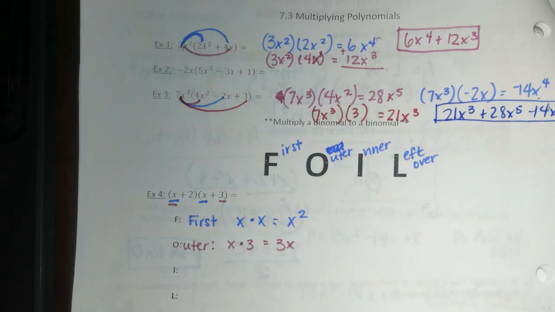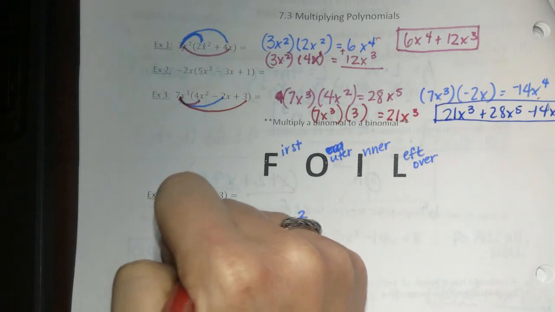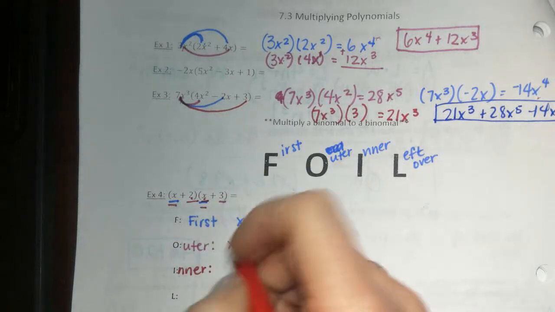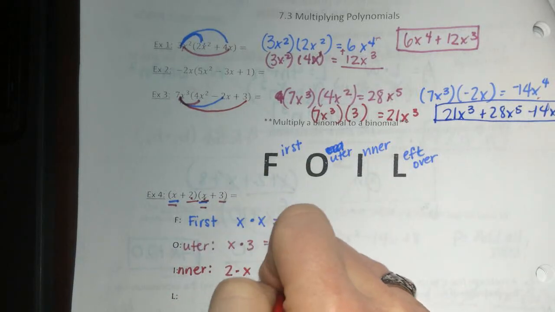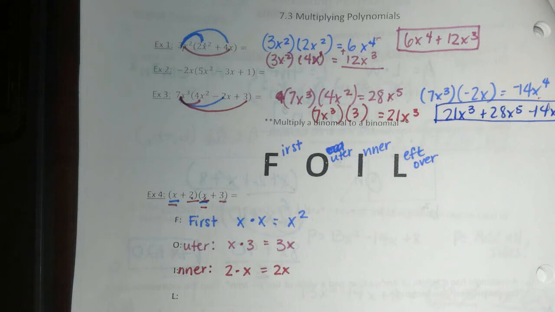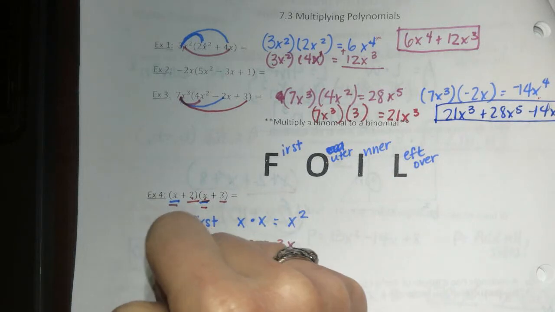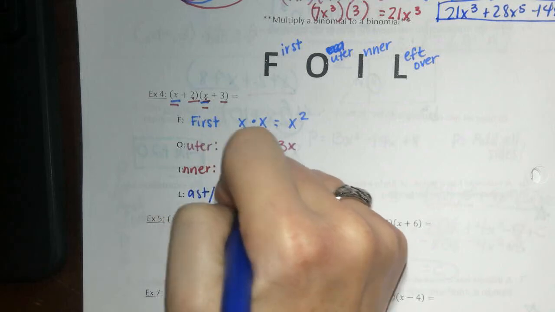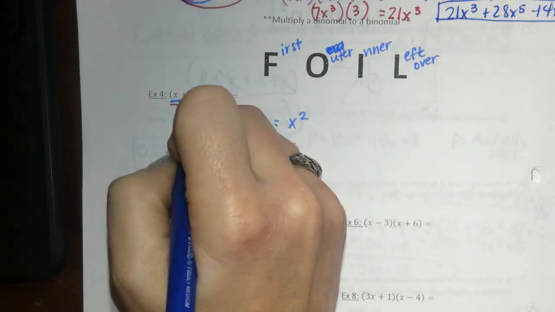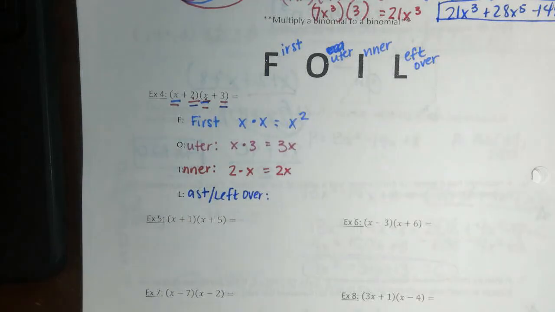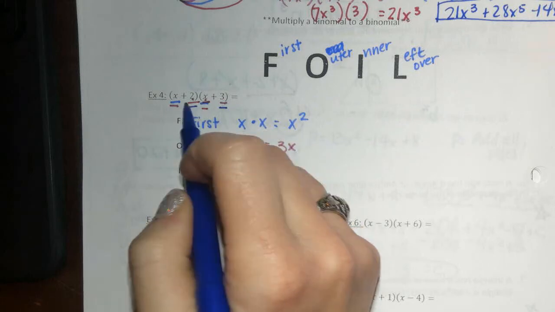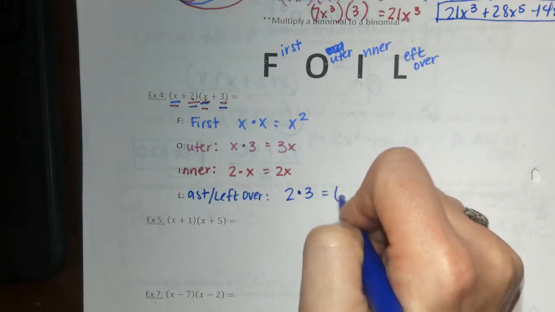Then you do your inner numbers. 2 and x are your inner numbers. 2 times x is 2x. And then finally, you do the last. And that would be the 2 and the 3. So the last number in each parenthesis. 2 times 3 is 6.